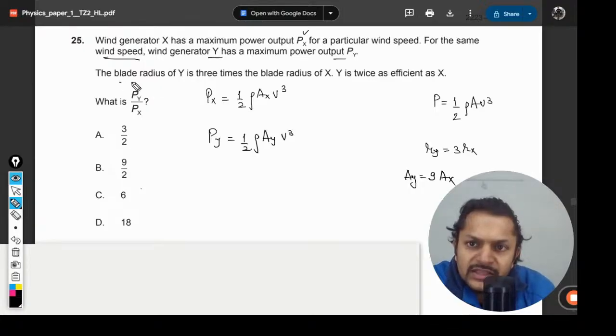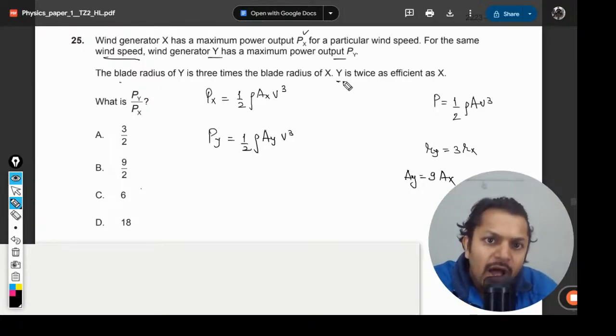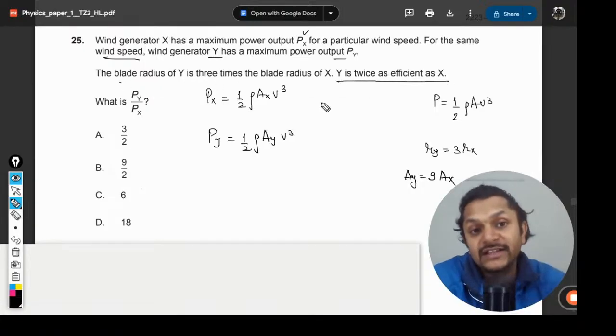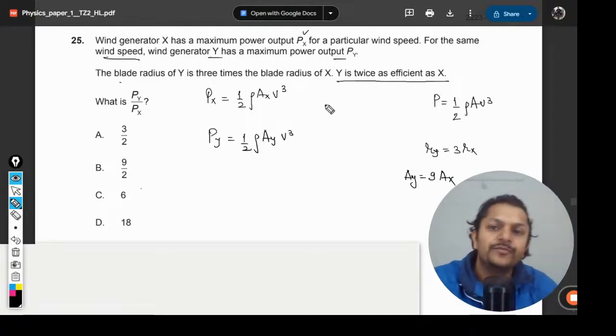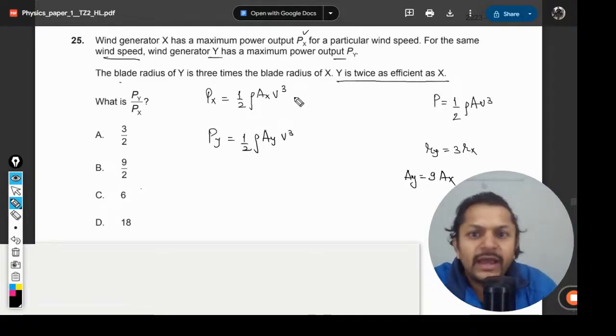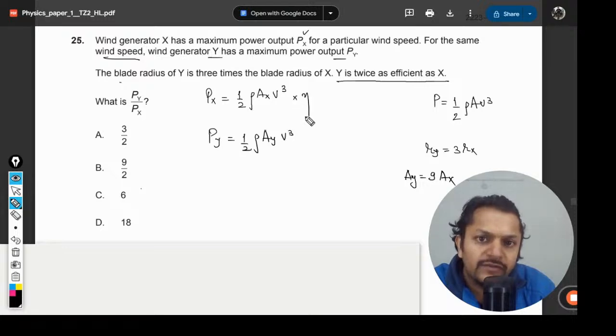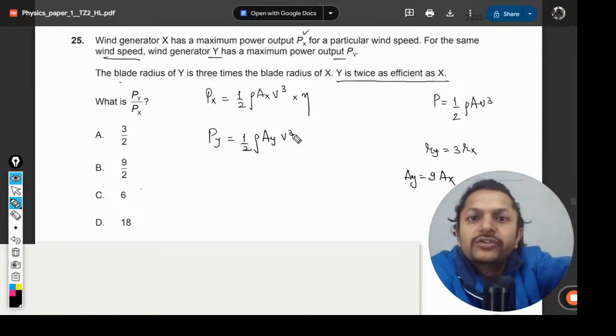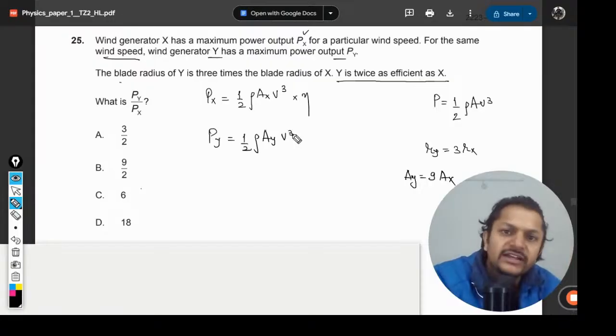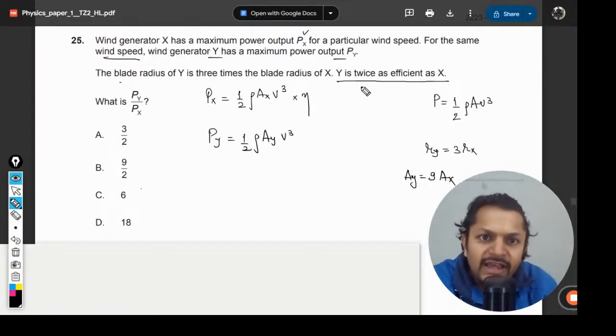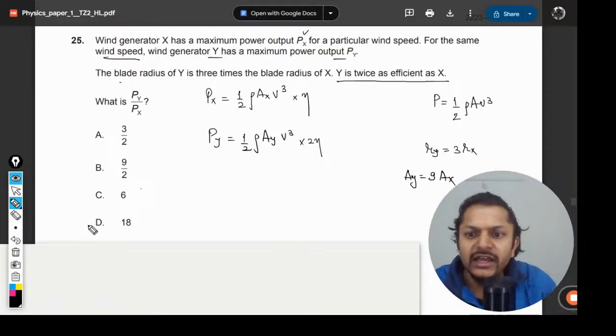Let's see. The blade radius is 3 times. Y is twice as efficient as X. So there is an efficiency also. So let us say the efficiency is given by eta. It will be multiplied by eta, like 0.3, 0.4, whatever it is, and Y is twice as efficient, so that will be multiplied by 2. So 9 is one factor, 2 is another. So clearly 18 will be the answer.